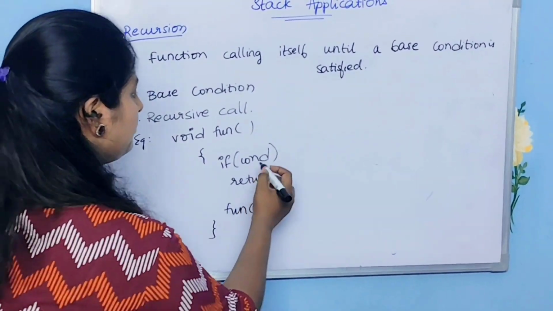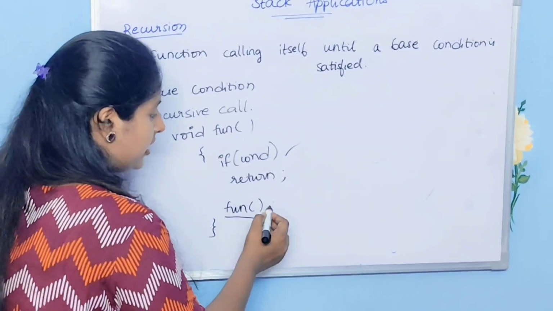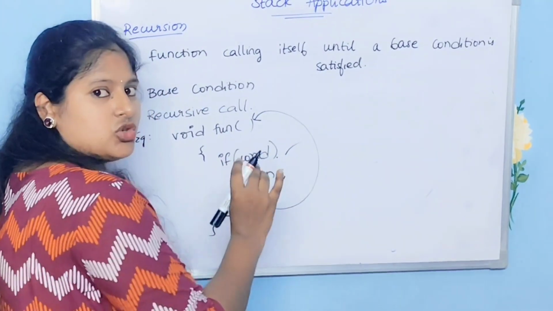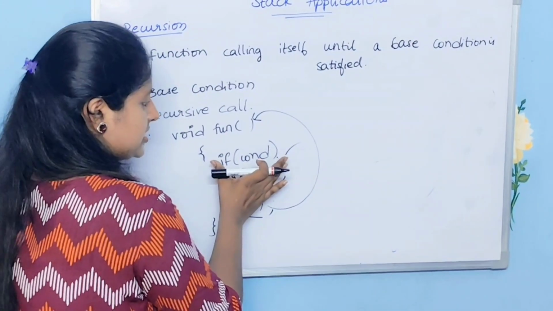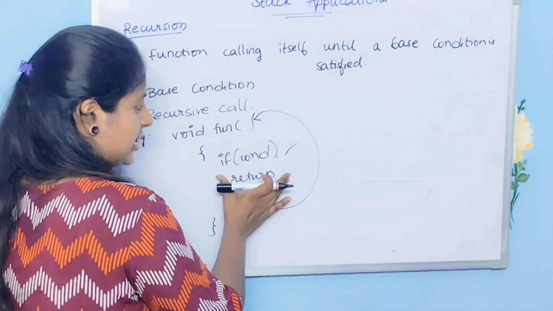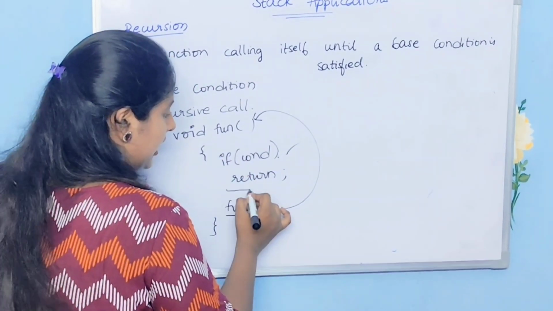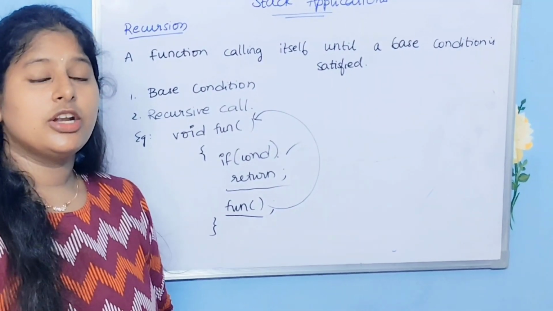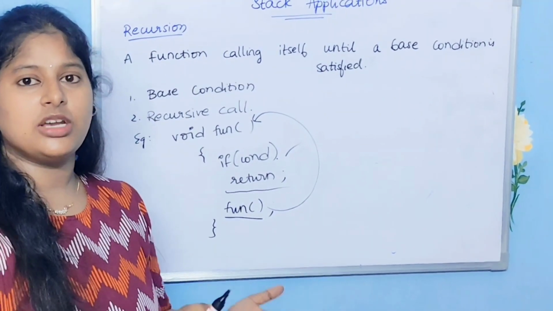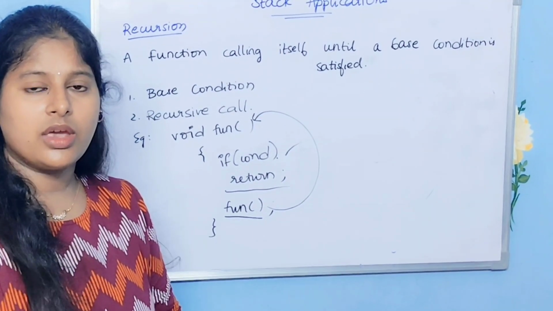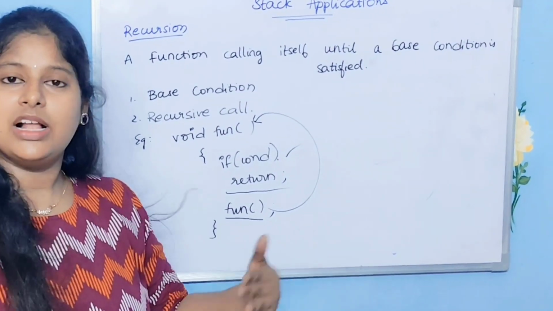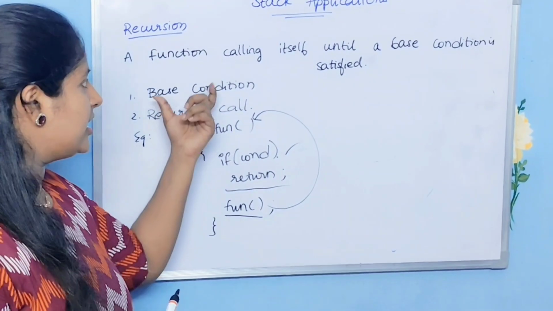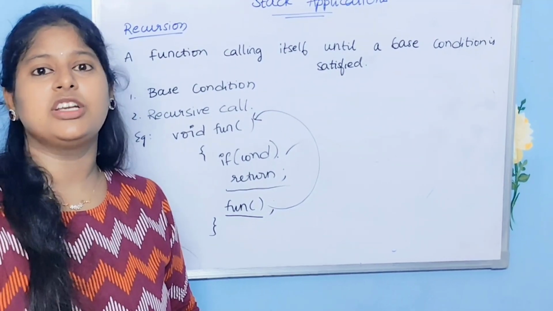So void fun, I've given a condition, I've called a function. This function is being executed and the other statements will be executed only if this condition is true. Otherwise, they won't be executed. In case the condition is true, these statements will be executed. In case the condition is false, the else statements will be executed. It happens only until the condition is true. If the condition is false the first time, the else statements might be executed. In case the condition is false 10 times, the else statement will be executed, and for the 11th time the condition is true, then the execution stops. This is called recursion. A function calling itself until a base condition is satisfied.